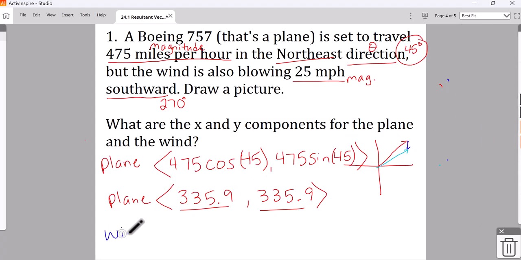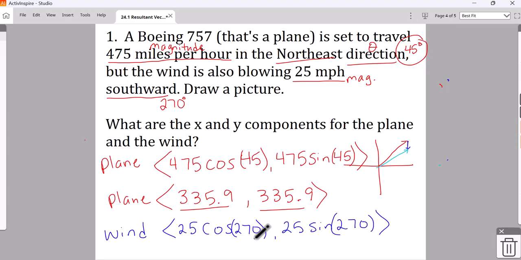And then we have the wind information. And the wind is blowing 25 miles per hour, cosine of 270, and 25 sine of 270. And when we multiply this out, maybe if you remember, cosine of 270 is what is the x value at 270? And that should be 0. And so 0 times 25 gives us a value of 0.